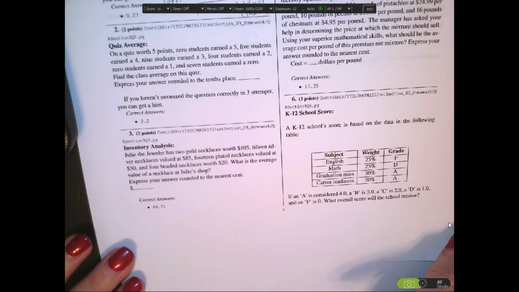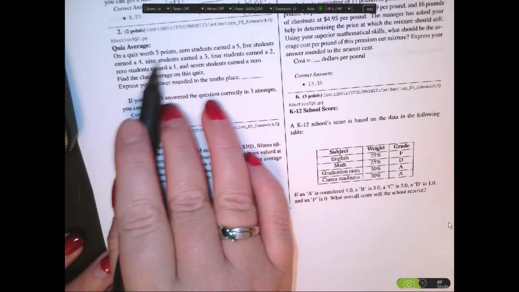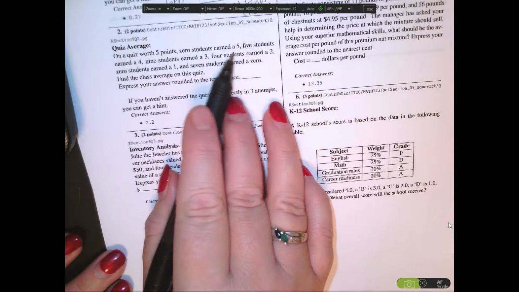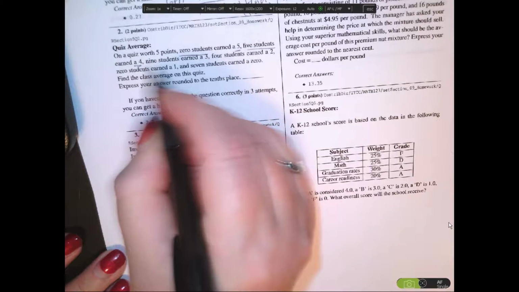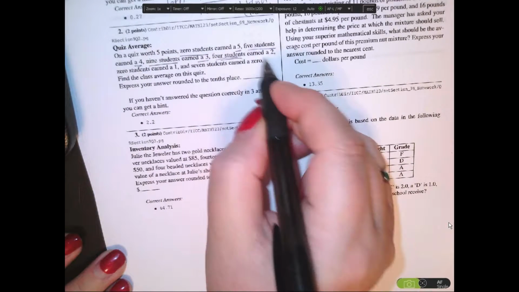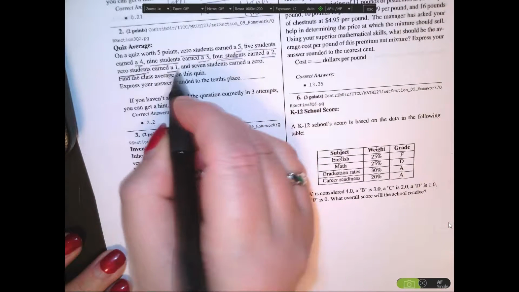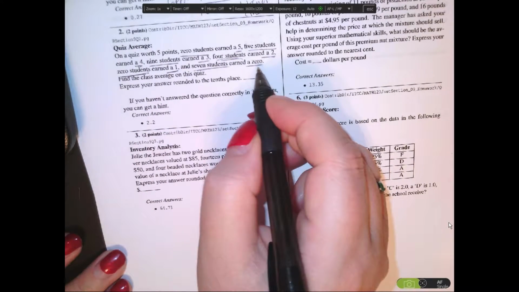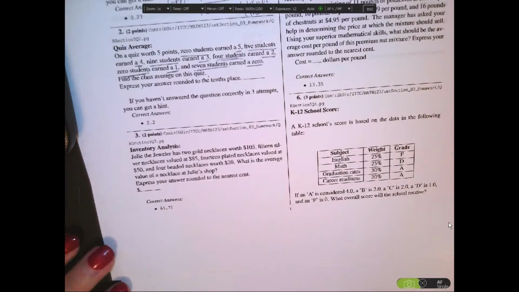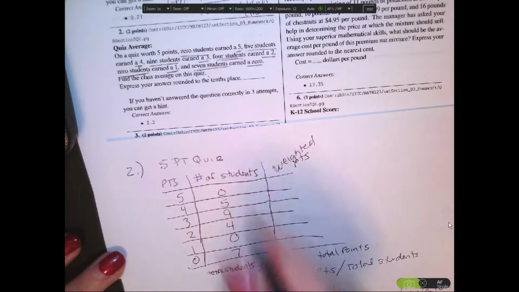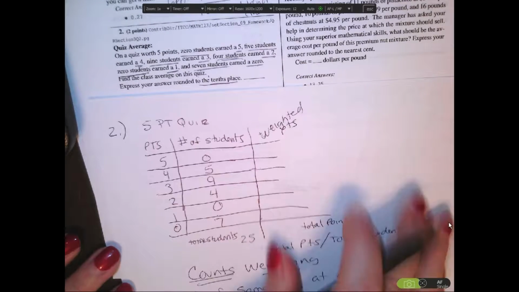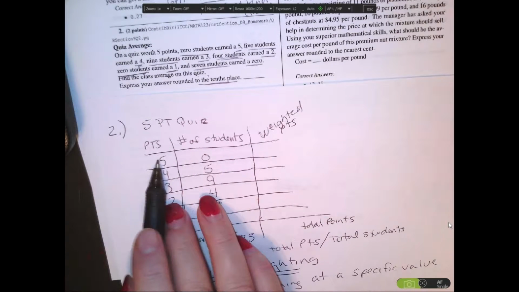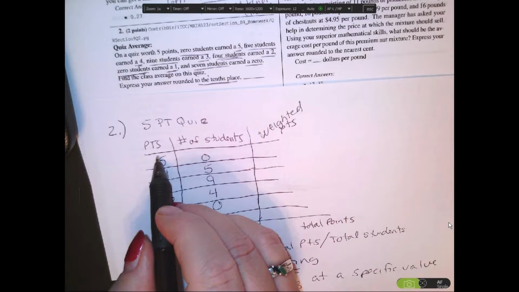Okay, number 2. On a quiz worth 5 points, 0 students earned a 5, 5 students earned a 4, 9 students earned a 3, 4 students earned a 2, 0 a 1, and 7 a 0. Find the class average. I suggest you make a table, even if they don't have one, and we're rounding to the 10th place.